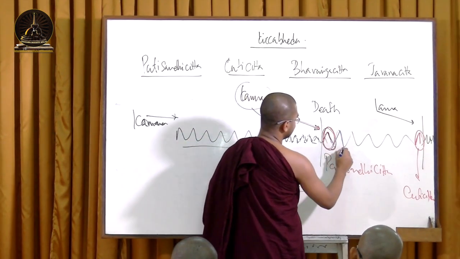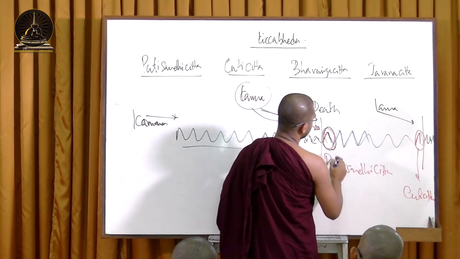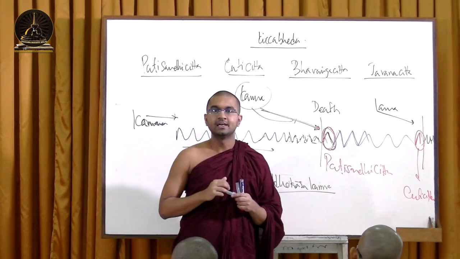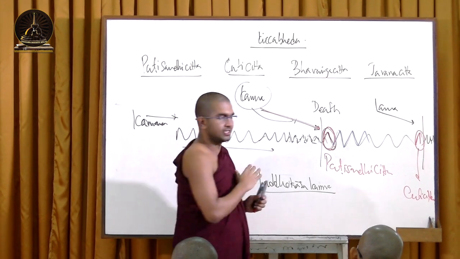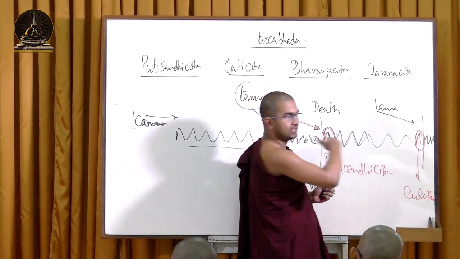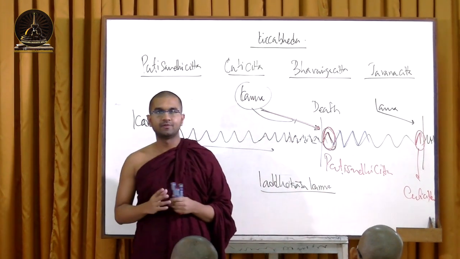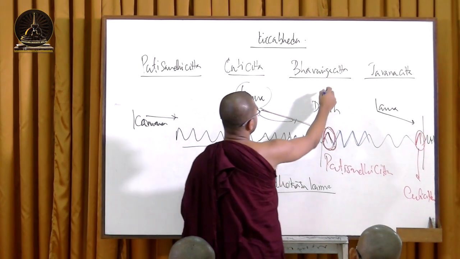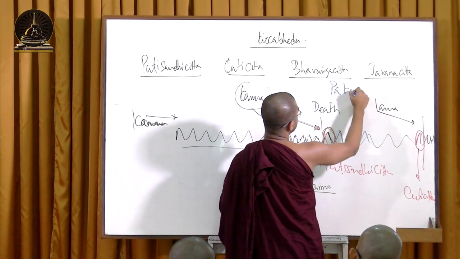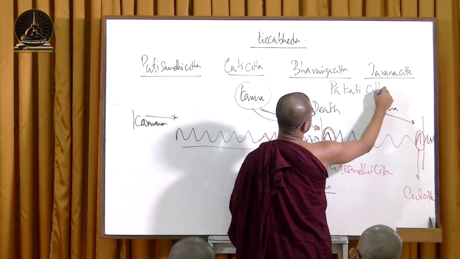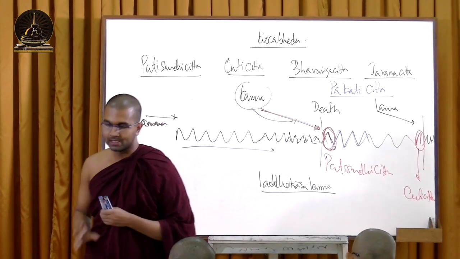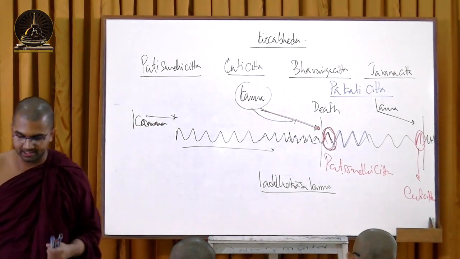This citta, which I'm drawing in blue color, is also a production of the kamma which gave the rebirth. This will continue. This is the basic original citta of a person's life. In the Kathavatthu, it's mentioned as pakati. Pakati citta, prakriti in Sanskrit. Pakati means the original citta.